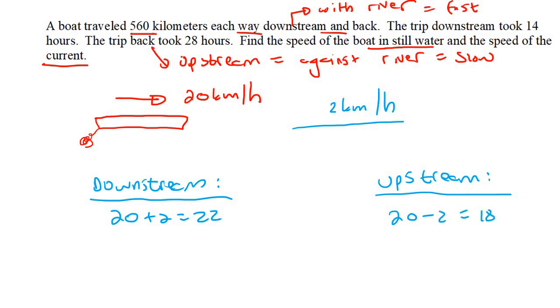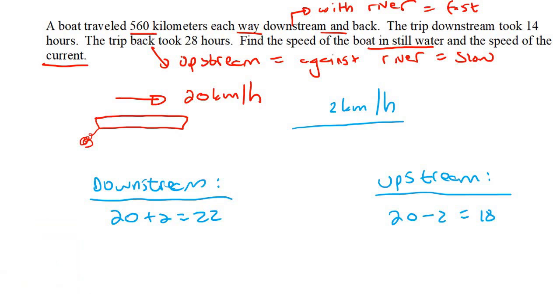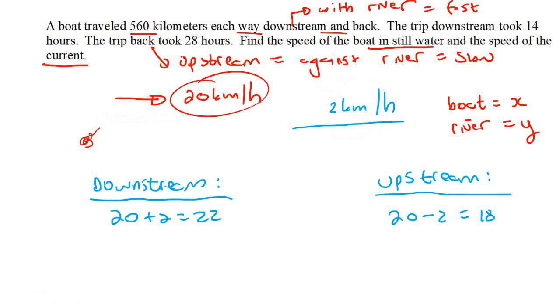Okay, so that's the basics we need to know for this question. So what we're going to do is say, let's say that the boat, if there was no river, or like if there was no upstream or downstream and the river just wasn't moving, let's say the boat can travel X by itself. So that would be like this 20. And then let's say that the river can flow at Y, which would be this part over here. Okay, so let's get started.